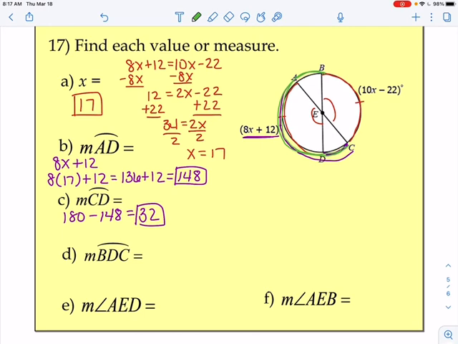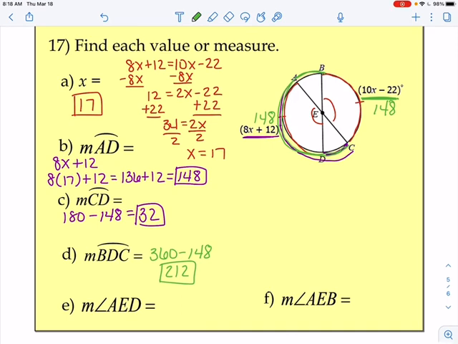Well, the only part of the circle that's not included in that arc is the one that's represented by the 10x minus 22. I technically know what 10x minus 22 is. In a previous problem in part B, we found that this arc over here was 148, which means that arc over here is also going to be 148. So if I take my 360 and subtract out 148, that will leave me with 212 for the rest of that green arc.